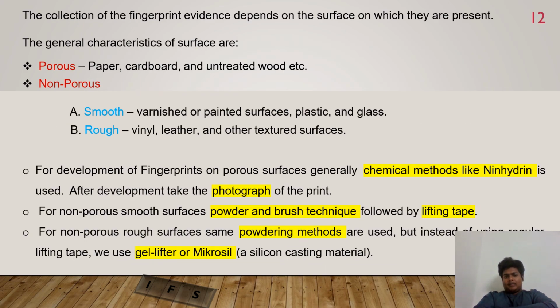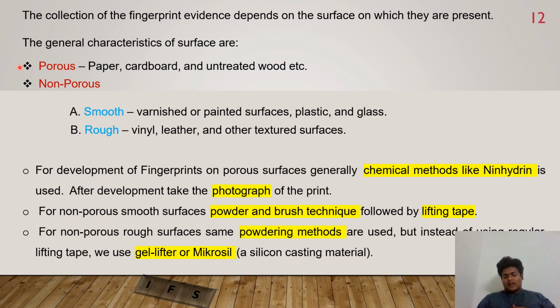So the collection of fingerprints basically depends upon the surface on which they are present. So the development techniques for the collection of fingerprints are completely dependent on the surface onto which the fingerprints are present. So what are the various characteristics of the surfaces? We need to know that.